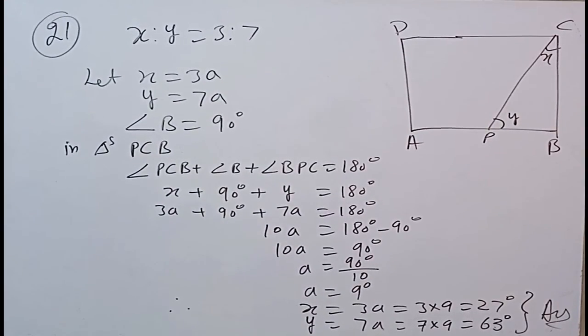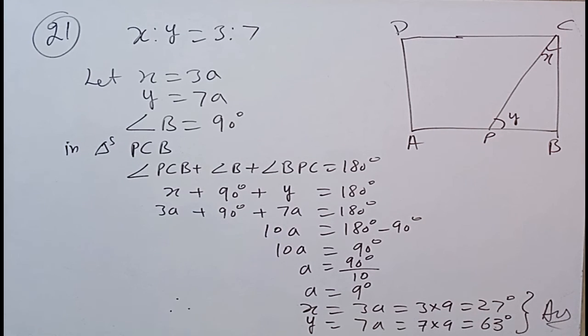Children, I am taking question number 21 of the same exercise, in which the following figure is a rectangle ABCD. In the rectangle a triangle PBC is given, in which the angles x and y are marked, and the ratio of x and y is given as 3:7, and we have to find the value of x and y.